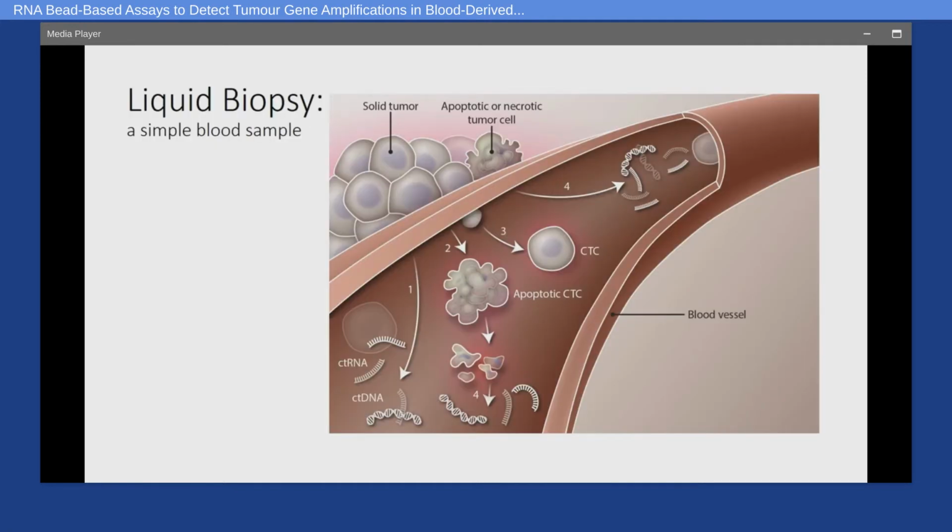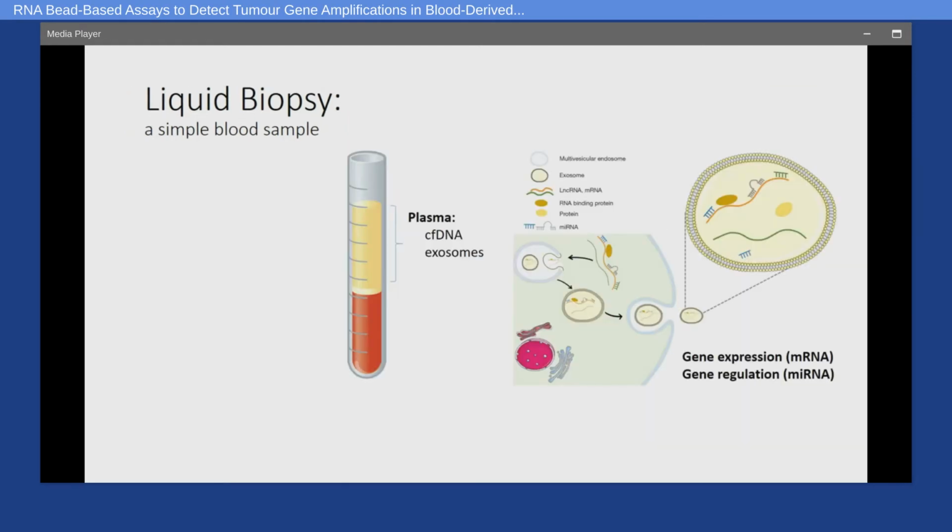So liquid biopsy is, you have a solid tumor and these will shed exosomes. There are also apoptotic bodies, DNA, RNA, okay, cell-free RNA, and CTCs. So these are all the different ways how we can measure it. We focused on CTCs, but in this particular presentation I will focus on exosomes. Now, in general, exosomes are used to read microRNAs.